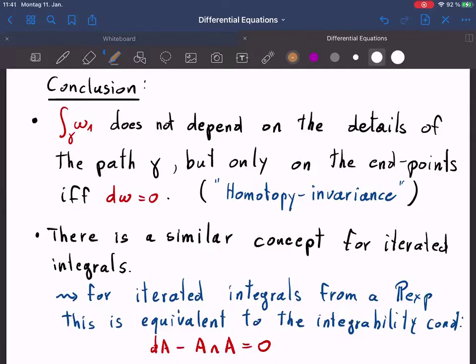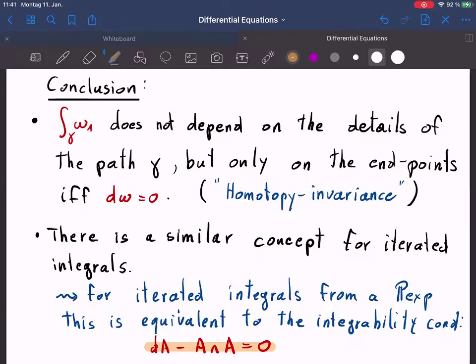The important message I want you to take home is that if your iterated integrals come from a path-ordered exponential, come from a differential equation, then this condition that you don't depend on the path is actually equivalent to the integrability condition that we've seen last week. So if the matrix of your differential equation satisfies the integrability condition, dA equals A wedge A, then your iterated integrals will not depend on the detail of the path, they only will depend on the endpoints.